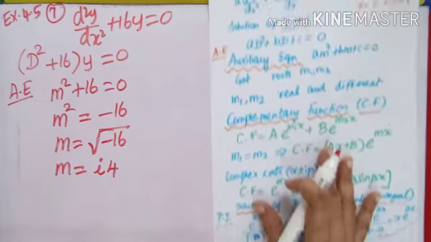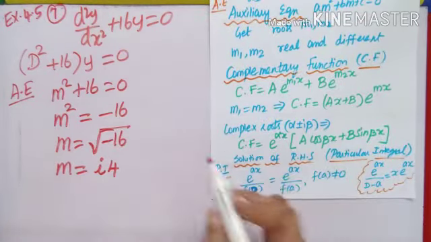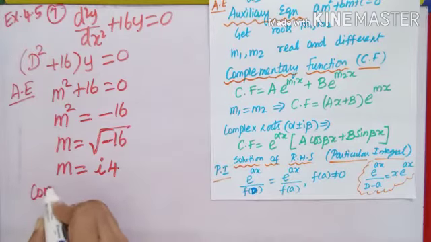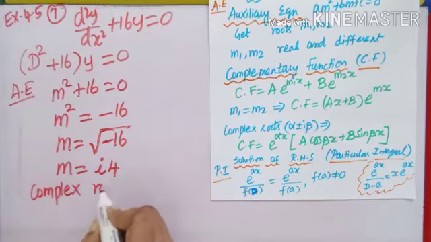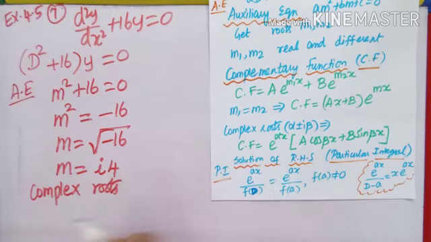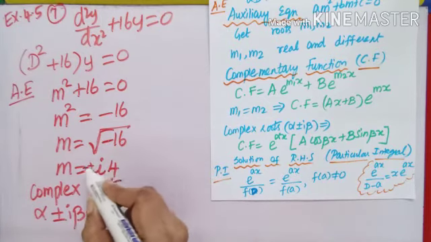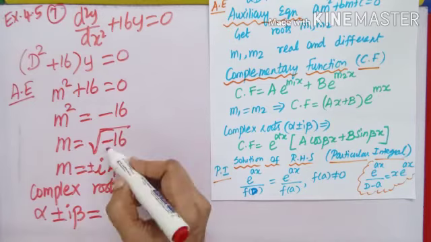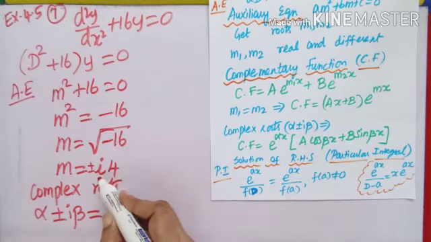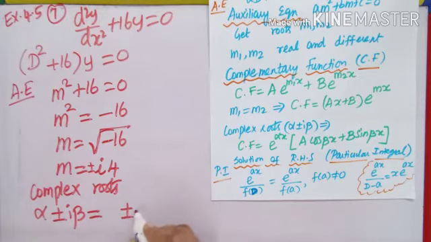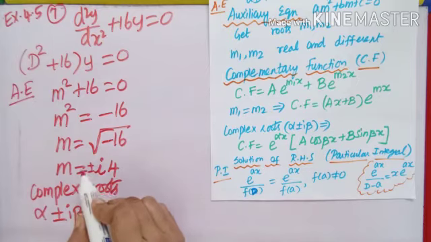So we go on to the third model. These are called complex roots. The pattern is alpha plus or minus i beta. In my question, whenever a root comes with plus or minus, a minus inside the root implies i. The square root of 16 is 4. So I get plus or minus i4. No real part is there.